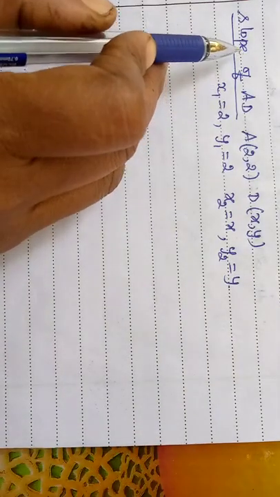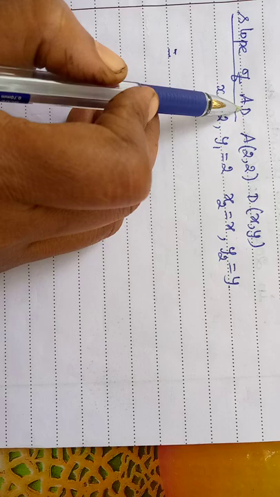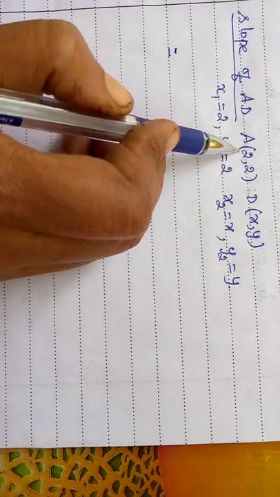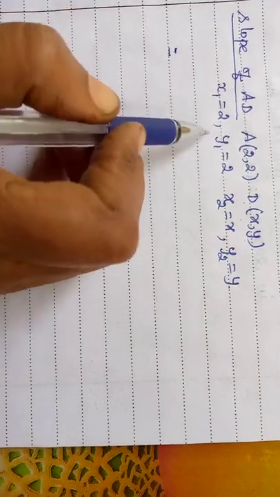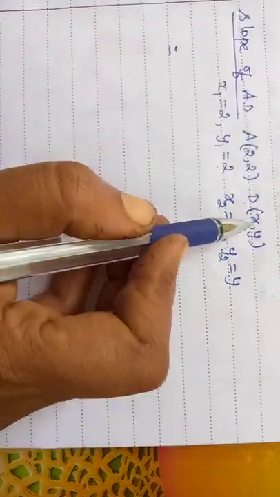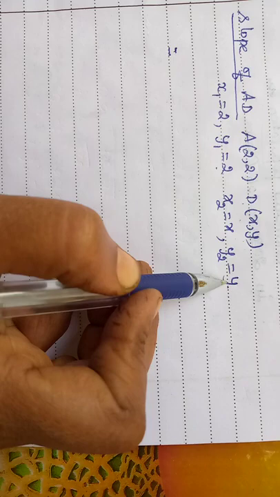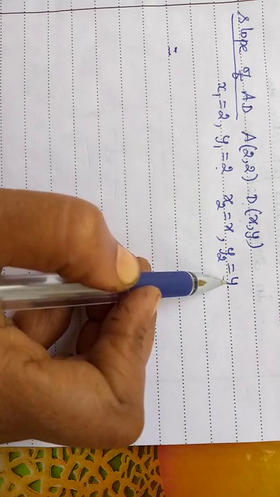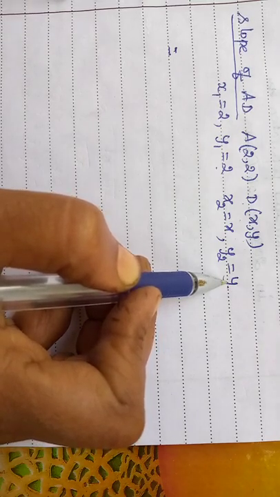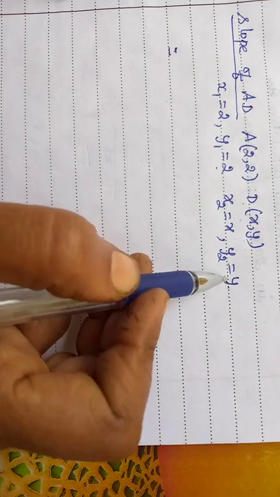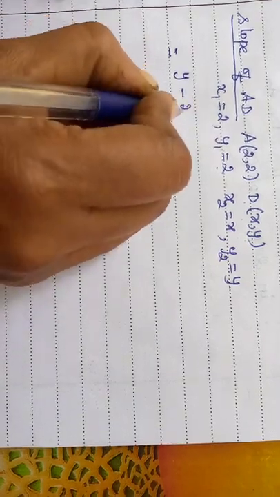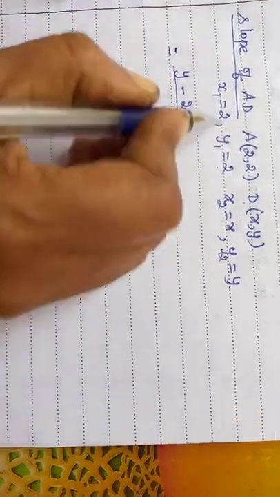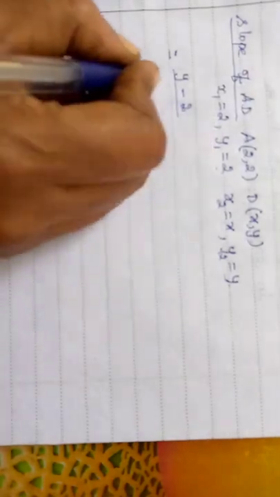Next let's find out the slope of AD. For that A of 2, 2 and D of x, y we have to use. Here x1 equal to 2, y1 is equal to 2, x2 equal to x and y2 is equal to y. Let's substitute those values in the slope formula, y2 minus y1 by x2 minus x1. Here y2 is y minus y1 is 2, divided by x2 minus x1, that is x minus 2.